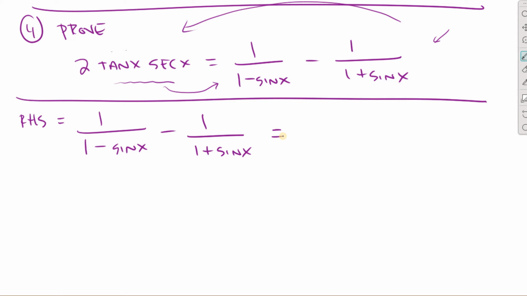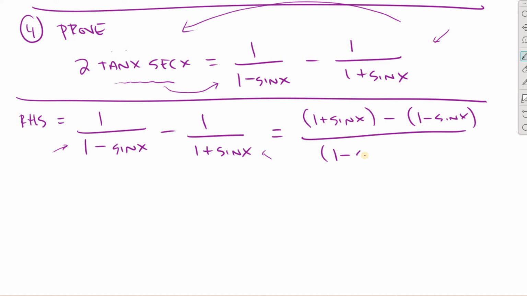Let's get a common denominator. You need to multiply this one by 1 plus sine and this one by 1 minus sine. Again, you don't have to show every single step, as long as a sensible person can follow it. Over 1 minus sine x, 1 plus sine x.